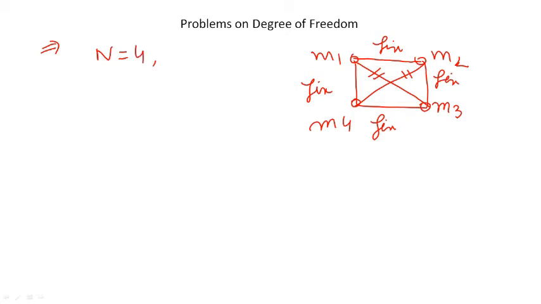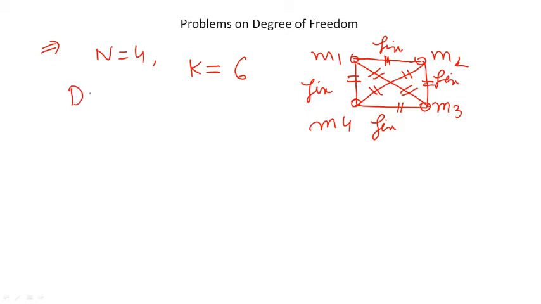Now what will be the number of restrictions in this case? If you see here, the restrictions will be: this is 1 constraint, this is number 2, this is 3, this is 4, this is 5, and this is 6. So here there are 6 constraints, so k we can put as 6.